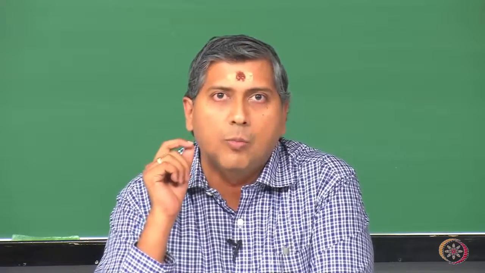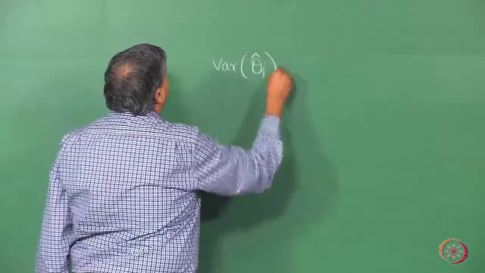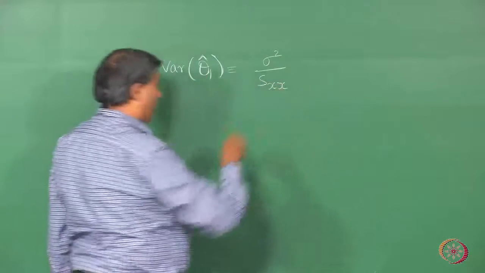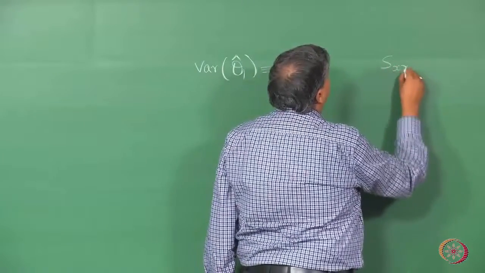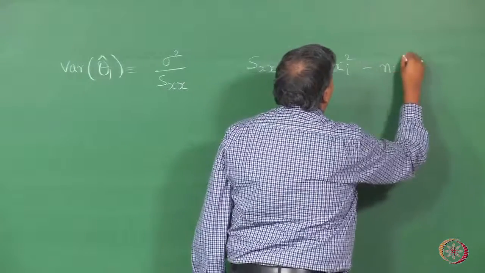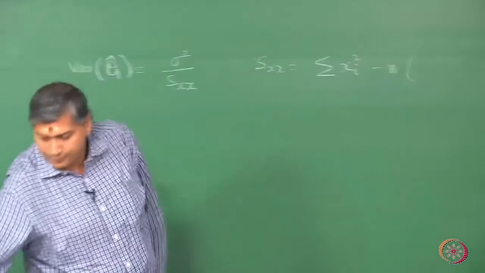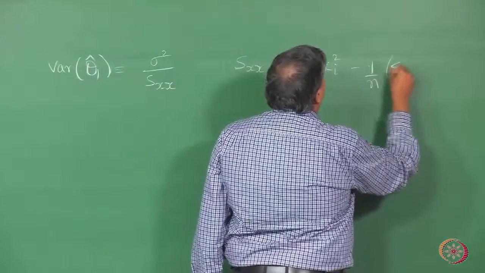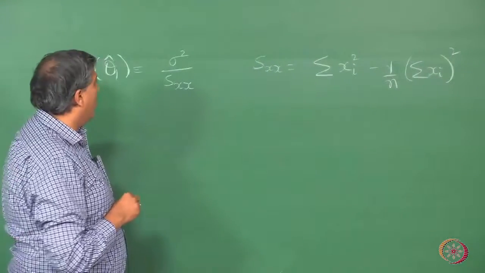Let me just write that on the board for you. What we have is variance of theta 1 hat is sigma square over Sxx. As I said, Sxx is not the measure of the power. Remember, we had Sxx as sigma xi square minus n times 1 over n times sigma xi to the whole square. This is what is Sxx.